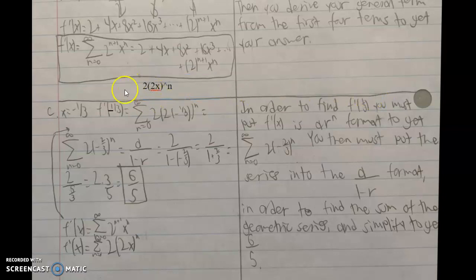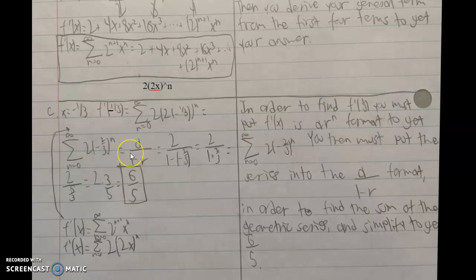Now I use this function right here since it would be much more convenient for what we're trying to do, and that's actually equal to this. All I did was take out a 2, which made it 2 to the power of n, and then made 2x to the power of n. So it's equal. And so plugging negative 1 over 3 into this, I get 2 times 2 times parentheses negative 1 over 3 parentheses to the power of n, and that multiplies out to 2 times negative 2 over 3 to the power of n.